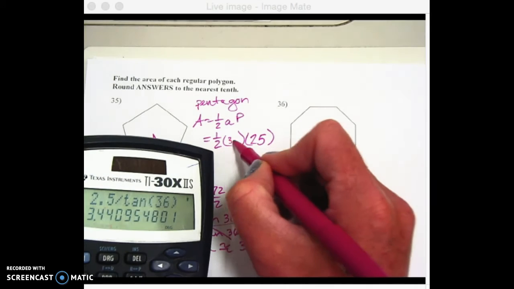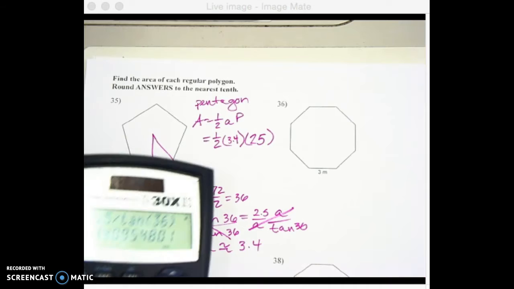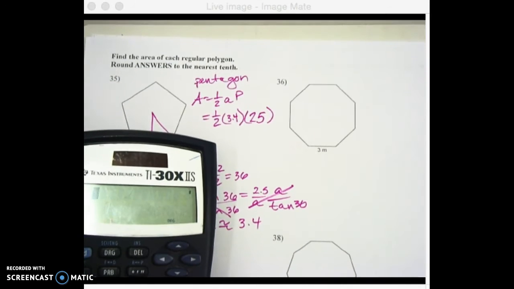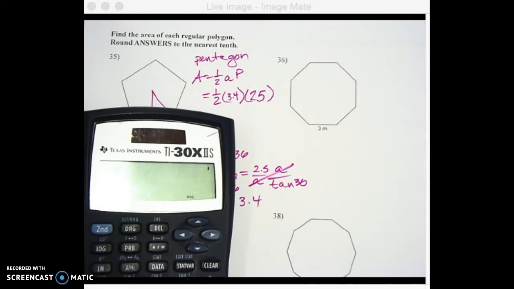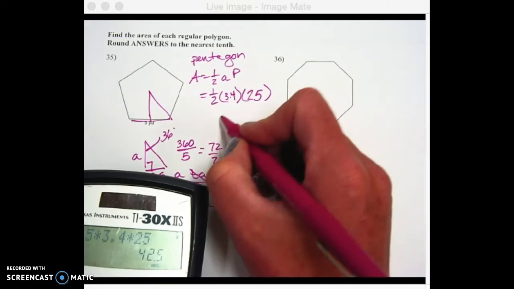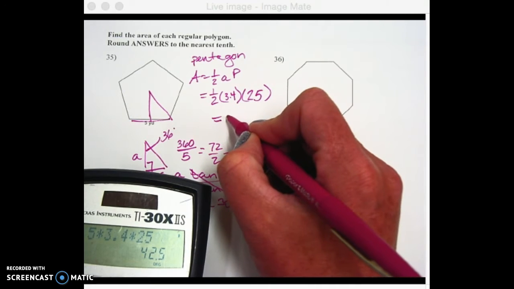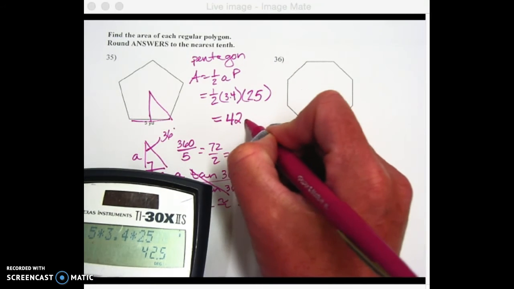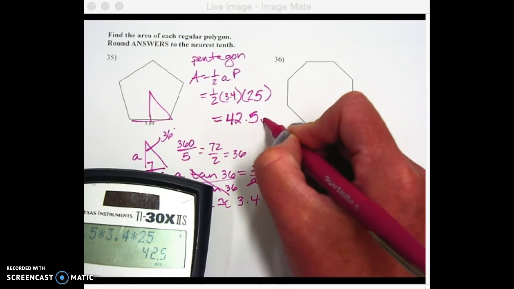And let's plug that in right there. So now I just want to type this into the calculator. So I'm going to use 0.5 for 1/2, times the 3.4 times the 25, and the area is roughly 42.5, and that's in yards squared.